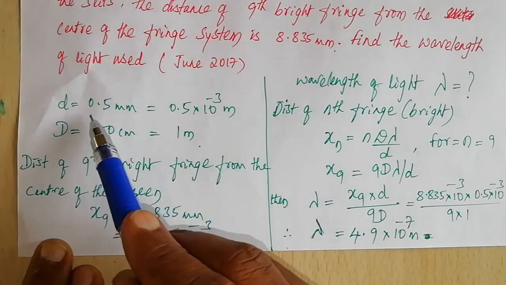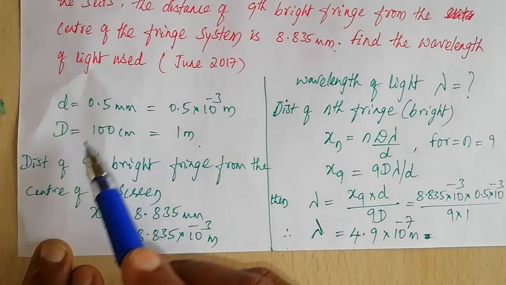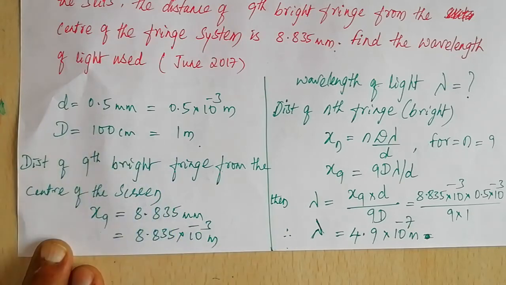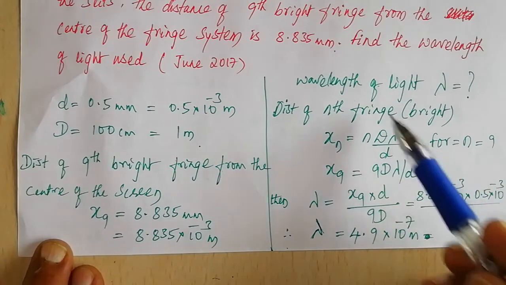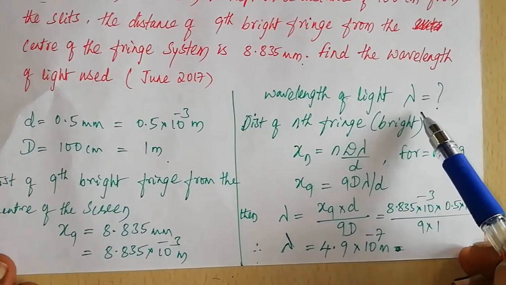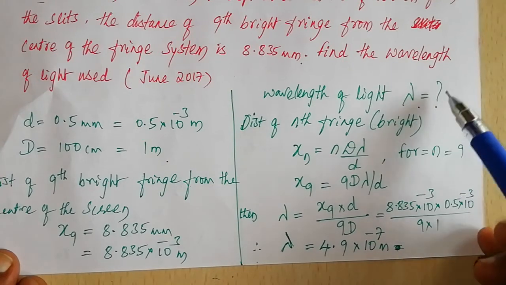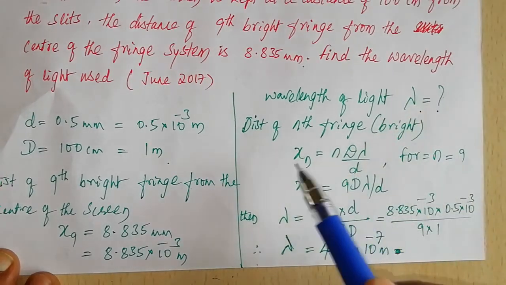Though the small d is given in millimeter, capital D in centimeter, and even the distance of the ninth fringe from the center of the screen is given in millimeter, all are to be expressed in meter. Then we are asked to calculate the wavelength of light lambda. That's why we are putting here a question mark.